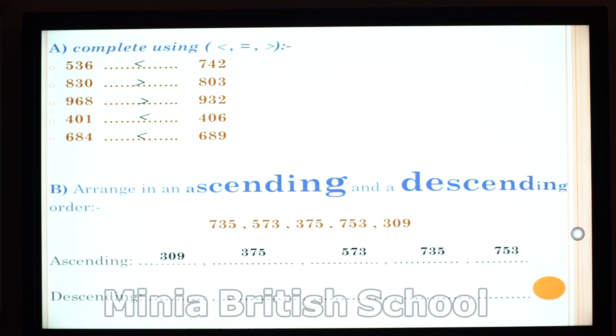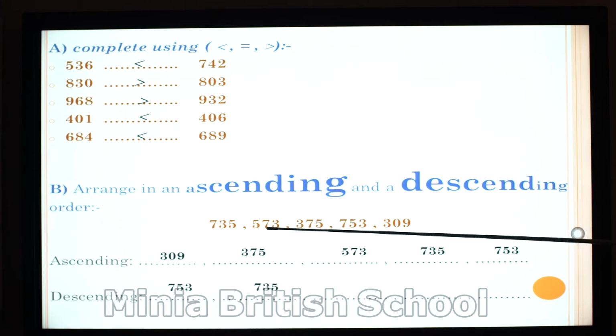Descending, I said, from the greatest to the smallest. Here I want to know where is the greatest number. Here, 700, 500, 300, 700, 300. So I will choose between 735 and 753. Look at that tens place. Here 3 and here 5. So 753 is bigger than or greater than 735. So I will write 753 and cancel it. Then 735.